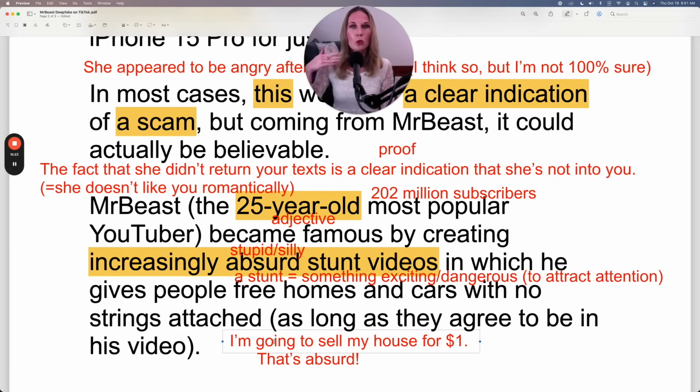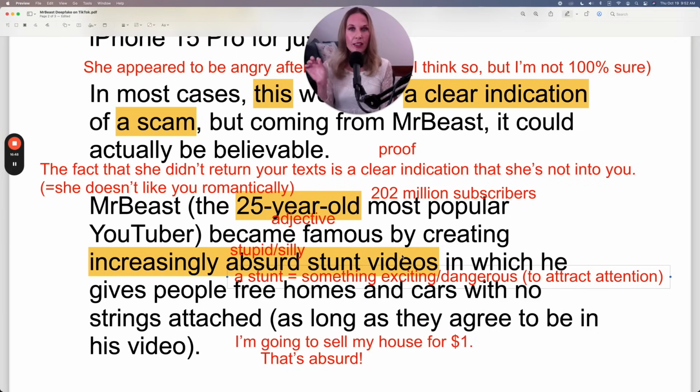So if you say something to someone that sounds really dumb or stupid, for example, I'm going to sell my house for $1. Someone would reply back and say, that's absurd. That's absurd. That's really dumb. That's really stupid. That's absurd. But this is exactly what MrBeast does. Now, that's why we can say it's a stunt video.